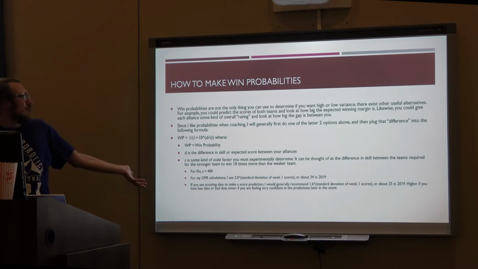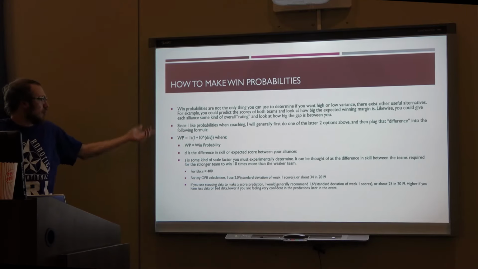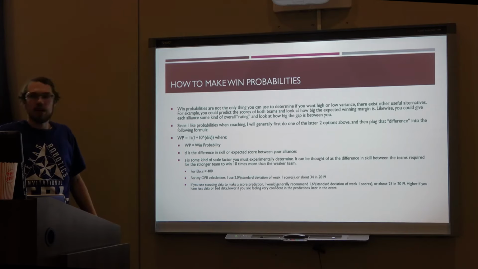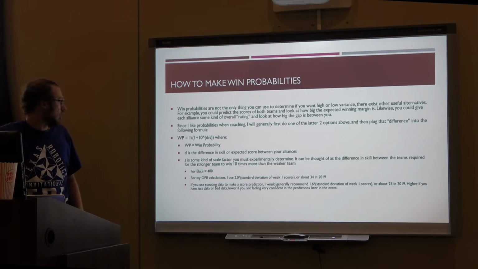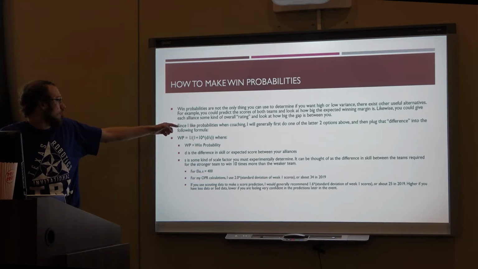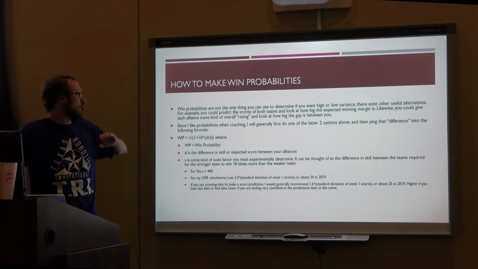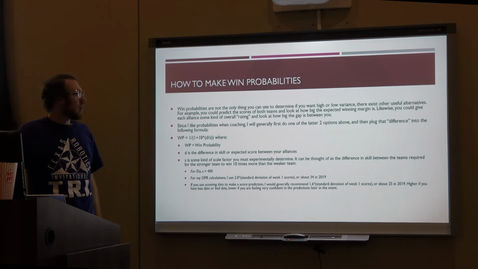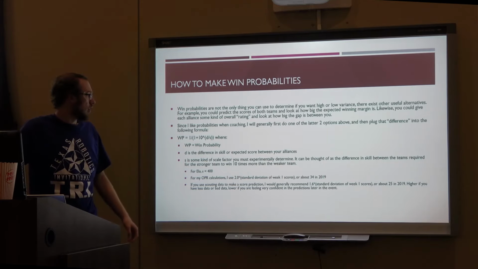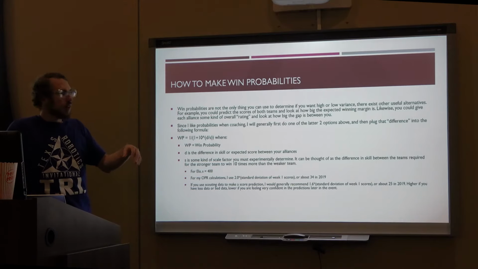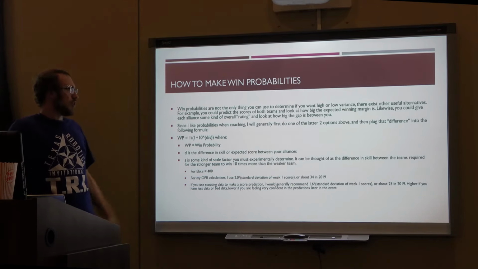So then how do you make win probabilities? Win probabilities aren't the only things you can use, but I like them the best, and they're not difficult to make if you have the formulas. There's a couple ways. You can just predict the scores of the match, or you can give each alliance some kind of an overall rating and look at the gap between the two ratings. If you do one of those latter two, I have a formula here to convert those over into win probabilities.